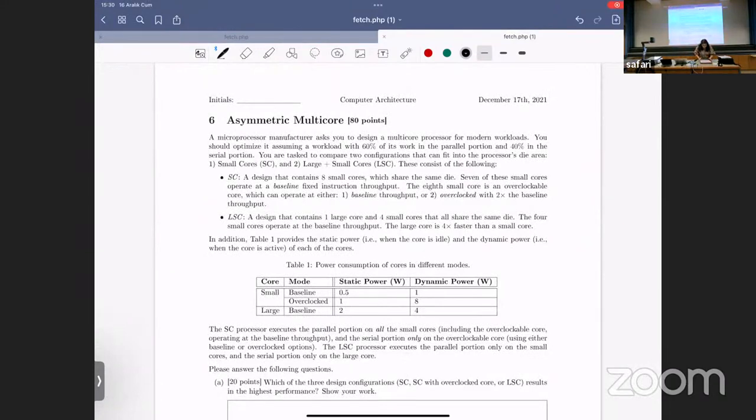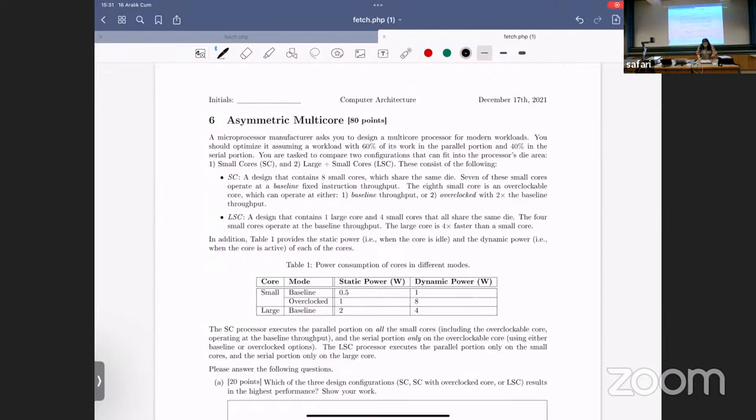Okay, so this question is asymmetric multi-core. Let's go over it. A microprocessor manufacturer asks you to design a multi-core processor for modern workloads. You should optimize it, assuming a workload with 60% of its work in the parallel portion and 40% in the serial portion. You're asked to compare two configurations that can fit into the processor's die area. The first one is small cores, SC, and the second one is large plus small cores, which would be LSC.